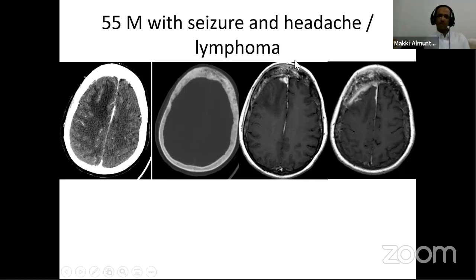This patient presented with seizure and headache and was found to have this large lesion involving the calvarium, dura, and brain parenchyma. Here the diagnosis is lymphoma. The differential is metastasis, since it's the most common. Could it be a primary fibrous or mesenchymal tumor? It could be, but common things are common. And this was lymphoma.